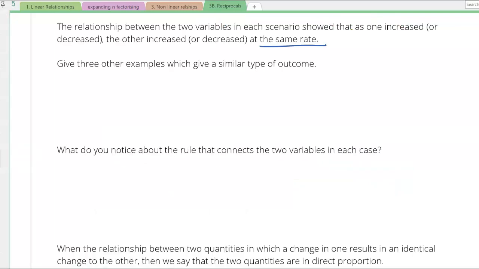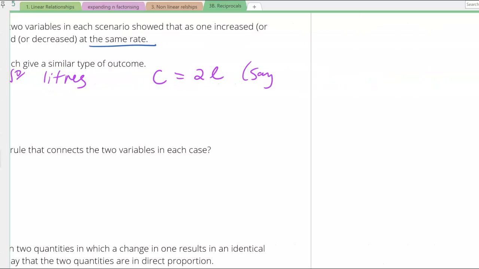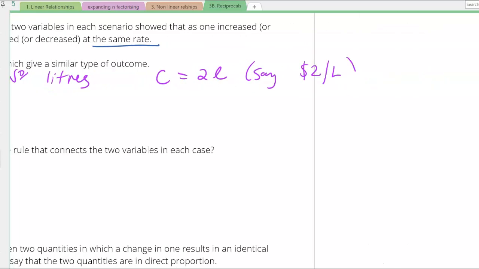When we talk about petrol prices, it's the cost of petrol versus the number of litres you put in the car. So let's say the cost is $2 per litre: 10 litres, $20; 50 litres, $100, keeping the numbers simple. But that's the connection, right? The cost is equal to 2 times the number of litres. It's $2 per litre, and there's your rate, $2 per litre.